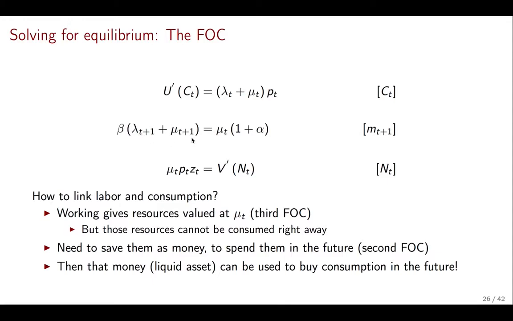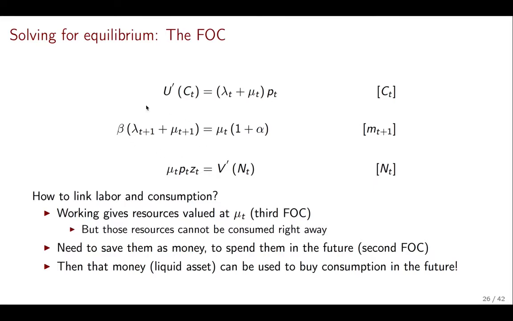Well, it's the fact that you can consume more in the future. The value of that additional consumption in the future is going to be given by u prime of consumption in the future. And that's how these three variables are linked through the restrictions of the model. When you work, you get some income, you want to use it to consume. In order to consume with that income, you have to save it.